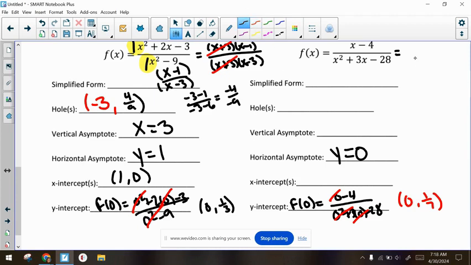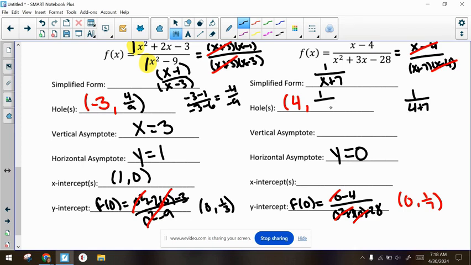Then I'm going to go ahead and factor. So x minus 4 over x plus 7, x minus 4. I know those x minus 4s will go away, leaving me with a hole at 4, something. The function I have left over is 1 over x plus 7. So I'm going to go ahead and take that 4 and plug it in for the x that I see. So the y coordinate of the hole is 1/11.